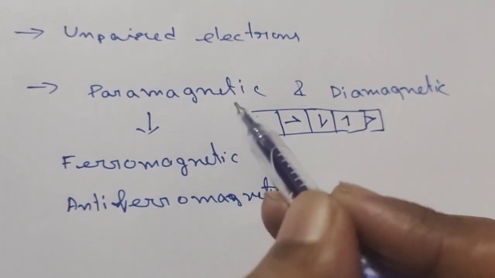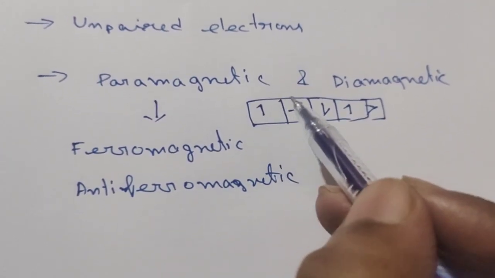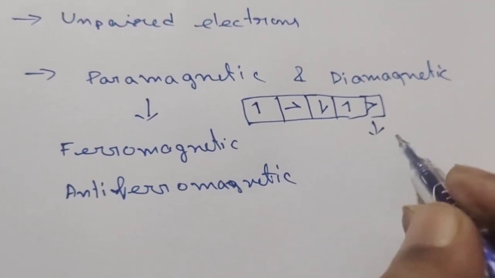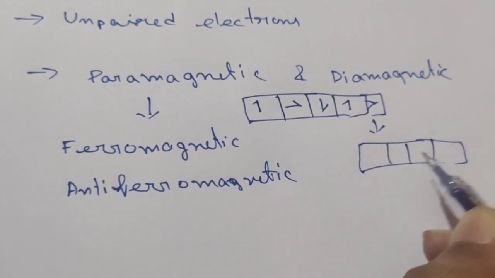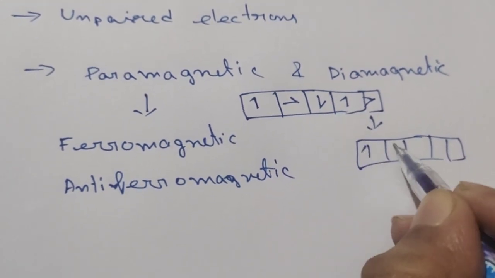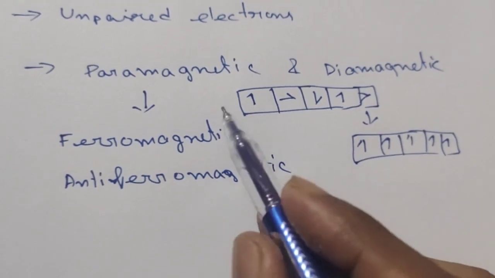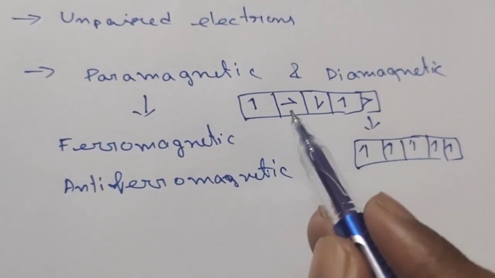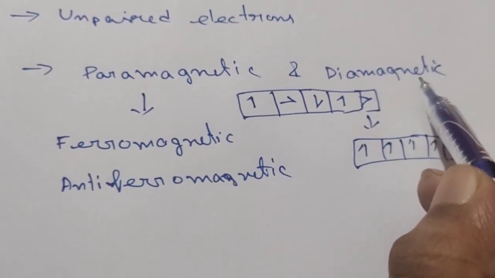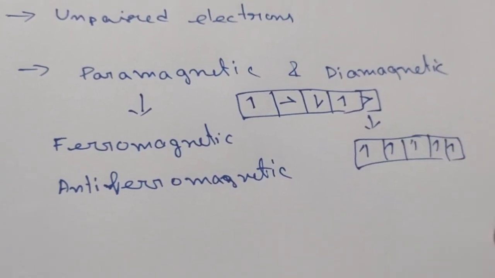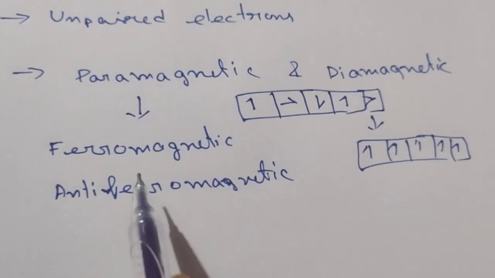So when a magnetic field is applied to the paramagnetic, they get some orientation, they get aligned in the direction of the applied magnetic field. Thus paramagnetic compounds get attracted towards the magnetic field. But in case of diamagnetic compounds, there are no unpaired electrons, so they ultimately get repelled.